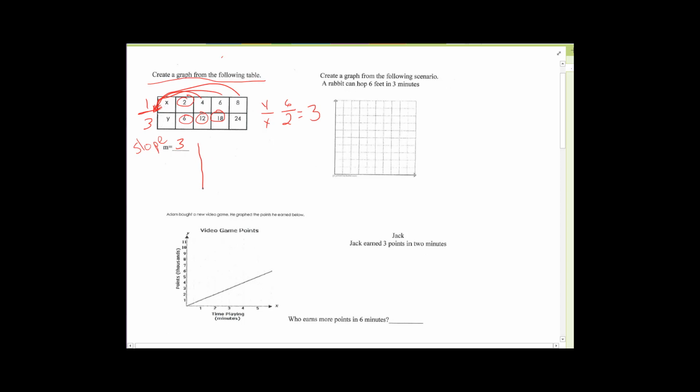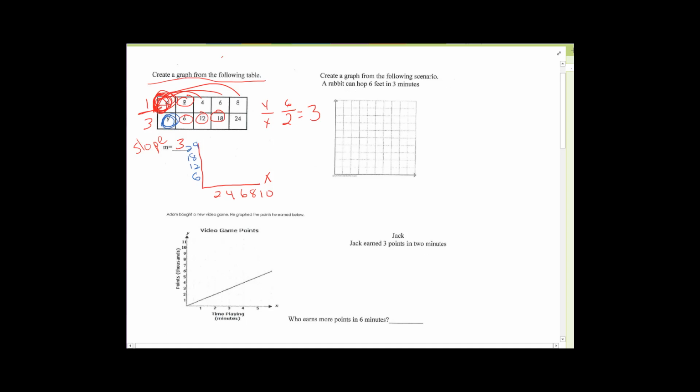So if we were to draw a graph, x always goes along this line, and this is x right here, usually our first value. So x is 2, 4, 6, 8. So I'll go 2, 4, 6, 8, 10, and so on. Now we look at y, which is down here, which goes 6, 12, 18, 24.